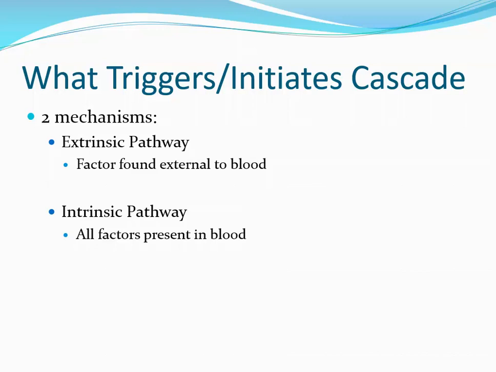Now, what triggers or initiates this clotting cascade? There are two basic mechanisms. The first mechanism is called the extrinsic pathway. Extrinsic, external, because all of the factors involved are found external to the blood in order to get this cascade started. The other pathway is the intrinsic pathway. Intrinsic or internal, all factors necessary to initiate the cascade are present in the blood.